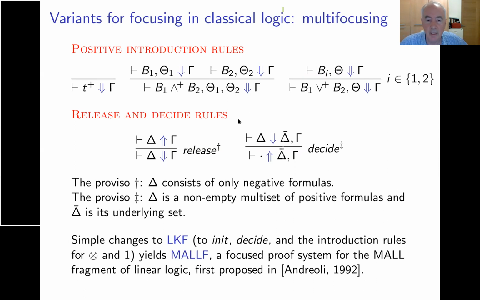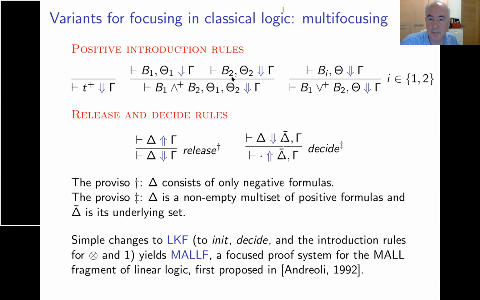I have to change these rules, of course, to work on some formula in that context. The release rule has a proviso that I can release only when everything in this delta is negative. So that would be the release rule. And the decide rule would essentially say you can take any number of formulas from the storage, as long as it's non-empty and only positive formulas, and you can decide on all of them at the same time. So this is a way of doing multifocusing, if you will.